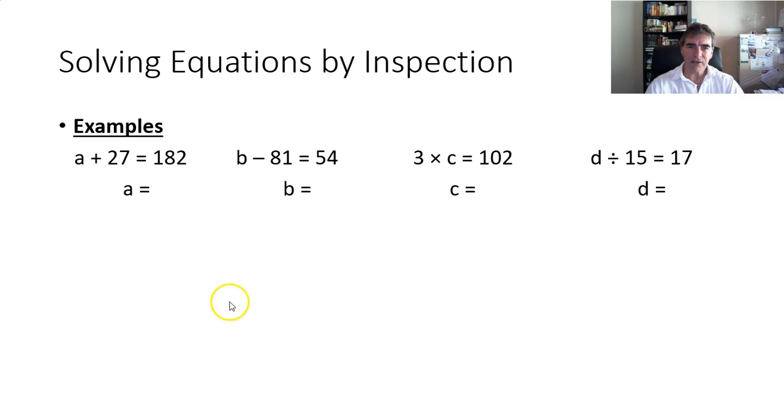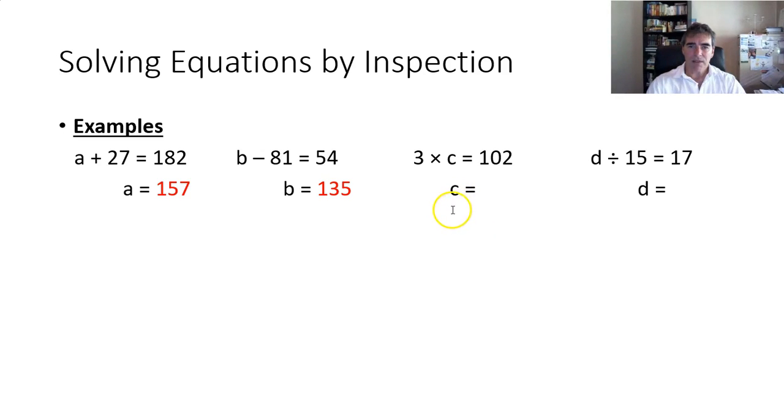So if we recognized our shortcuts as we were working through there, you would have found that the number you add 27 to is 157. 157 plus 27 gives us our 182. This number minus 81 equals 54, and that number there is 135. So 135 minus 81 is 54.